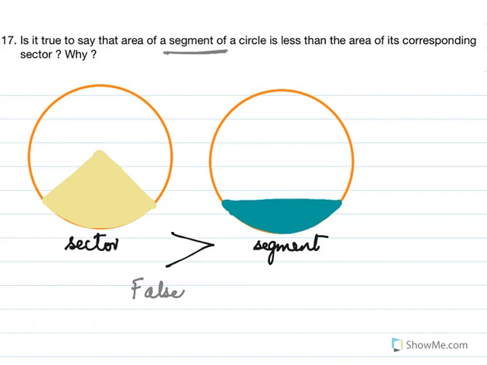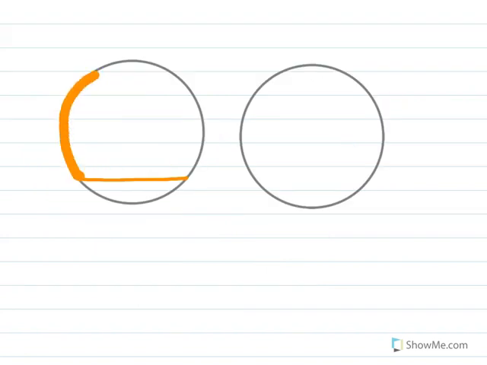Is it true to say that the area of a segment of a circle is less than the area of the corresponding sector? Now this is true. Yes, the segment is less than the sector, but this only holds good for the minor segment and minor sector. But what happens in the major sector and segment?